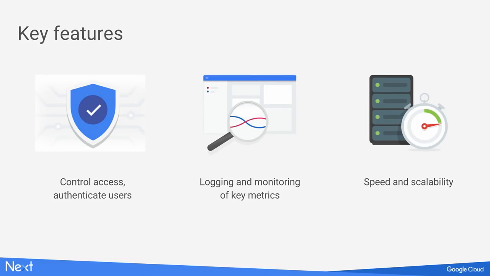So the key features are authentication, so you're able to authenticate users and control who has access to what. All of this just by adding security definitions to your OpenAPI specification. You're also going to get logging and monitoring. And this is really fast. It's incredibly fast, and it scales really well. And we're going to see why. I'm not a marketing person, so I'm going to explain why this is fast and scales very well.